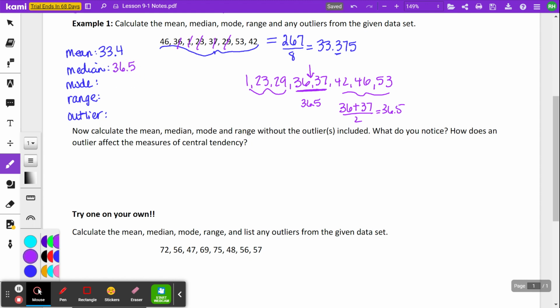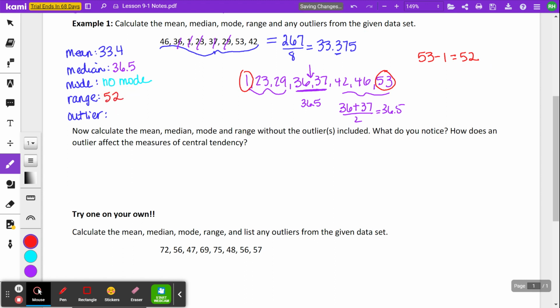Okay, mode is a number that occurs the most, and in this data set, we don't have anything that occurs more than once. So we're going to keep the mode as no mode at all. Okay, the range is how spread out it is. So in order to get that, we have to start from the smallest to the biggest and subtract those. So 53 minus 1 gives you 52.